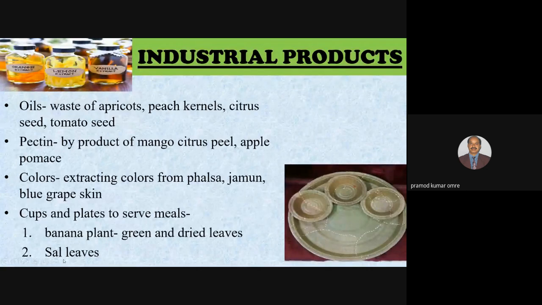Presently, this is a big task for our scientists: to develop these biodegradable materials, to avoid the use of polythene, and we can save the environment from this material.